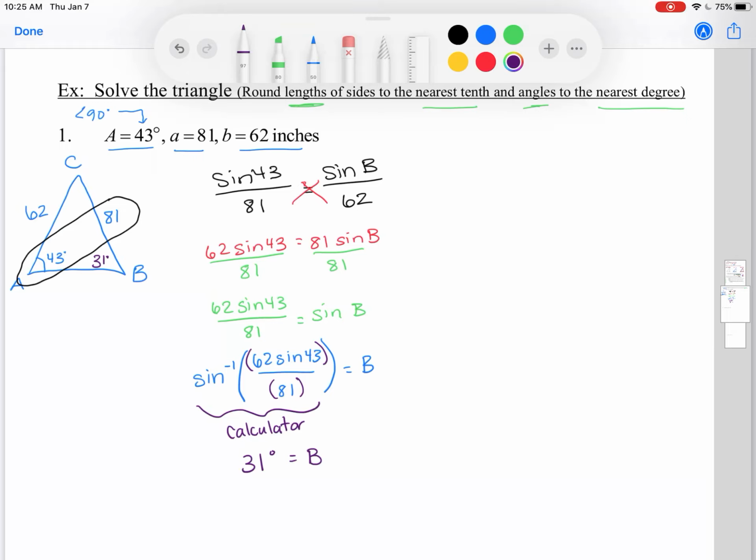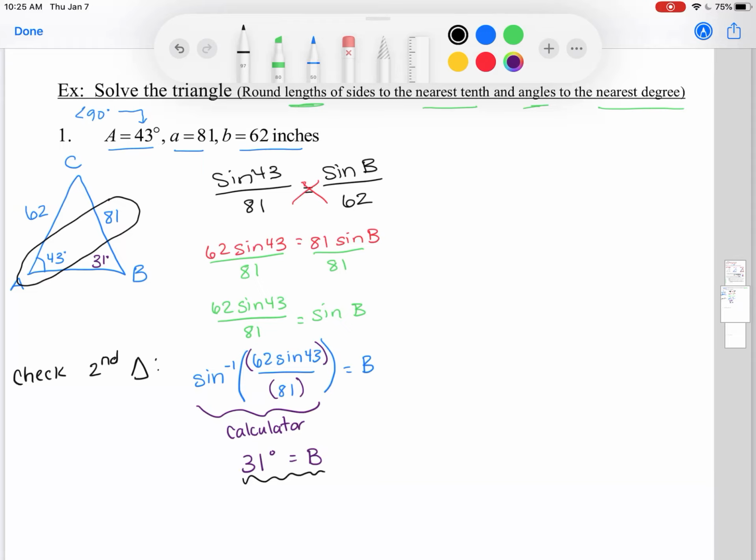Before I go and solve the rest of the triangle, the only thing that's different in today's notes is we have to check for an ambiguous case. We need to check for a second triangle. So as soon as I know this degree measure, I'm going to go immediately into checking for a second. I'm going to do that work over here on this side. I'm checking for a second triangle.